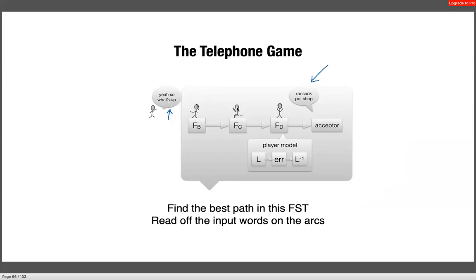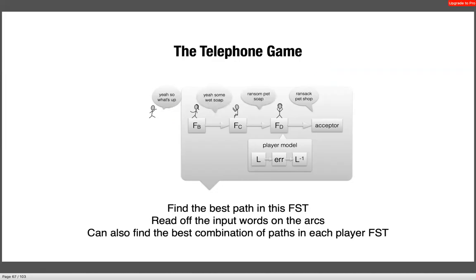So if I read off the input words on the entire composed machine, that will be my most likely string that A is likely to have started with. I can also find the best combination of paths in each layer FST, so that I can see how this actually transitions. So how did Ransack Pet Shop become, yeah, so what's up? These were each of the intermediate paths that were traversed in the sequence of composition operations.